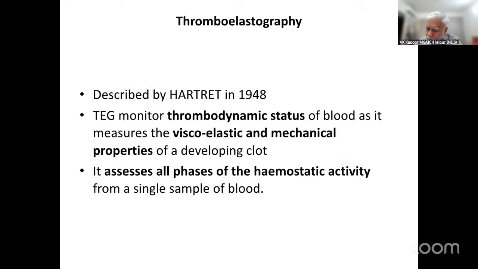So now move to the TEG. It monitors the thrombodynamic status of the blood, as it measures both the viscoelastic and mechanical properties of the developing clot. And it assesses all processes of the coagulation pathway from a single blood sample. Means from a single blood sample and a single test, we get an idea about the whole process of coagulation, starting from clot initiation up to the lysis.